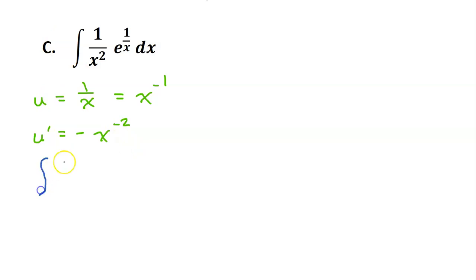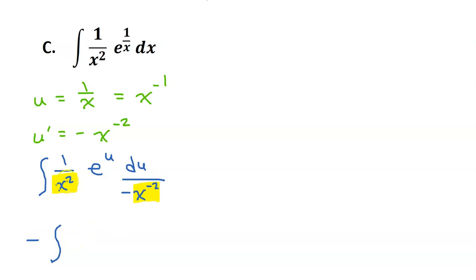So we have the integral of 1 over x squared e to the u. Instead of dx, we will write du over u prime, which is negative x to the negative 2 power. Notice that we have x squared in the denominator, straight across from x to the negative 2 power. If you multiply these two together, they cancel each other out. They make 1. They make x to the 0 power, which is 1. We still do have the negative sign in the front. Well, we have this negative sign that's right here. That's going to end up in the front on the next step.